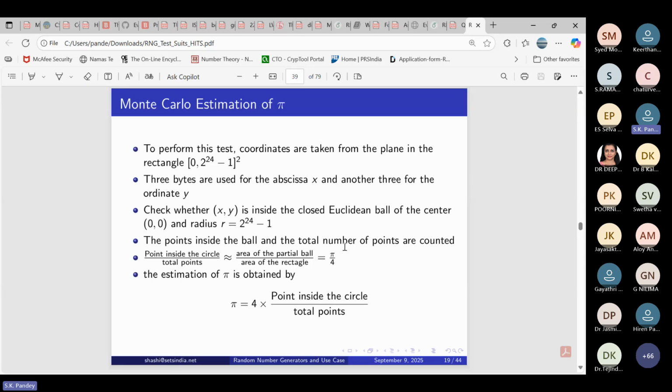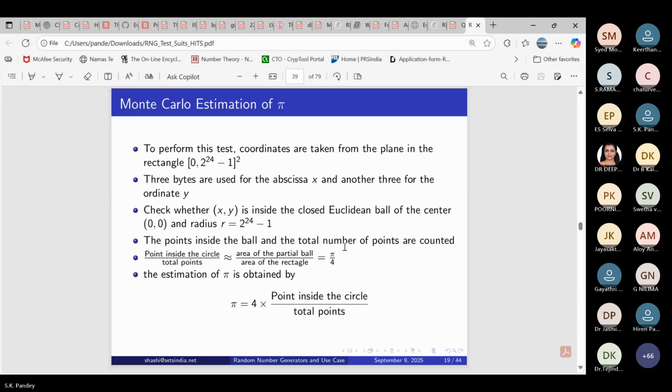And one line is parallel to the y-axis, which is x equal to 2 to the power 24 minus 1. So the intersection of these four lines will give you a rectangle, and a semicircle would be there, in such a way that its radius is 2 to the power 24 minus 1.